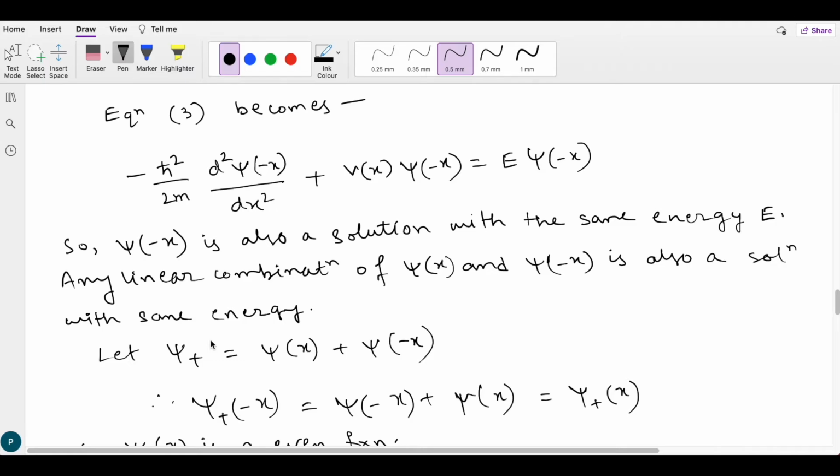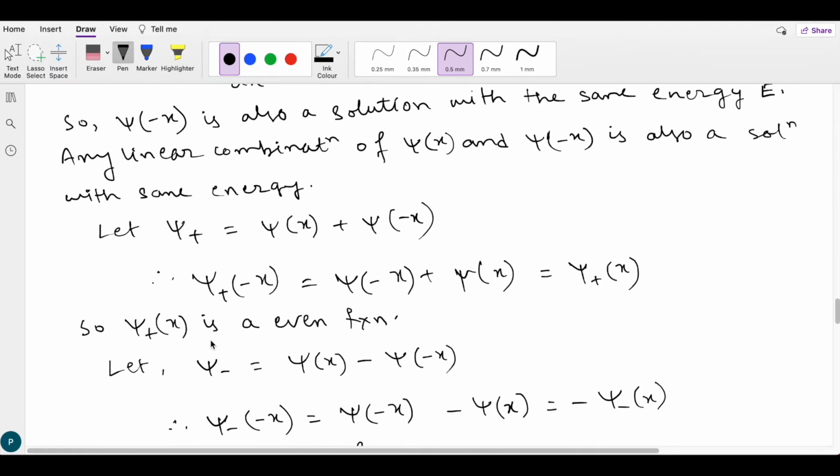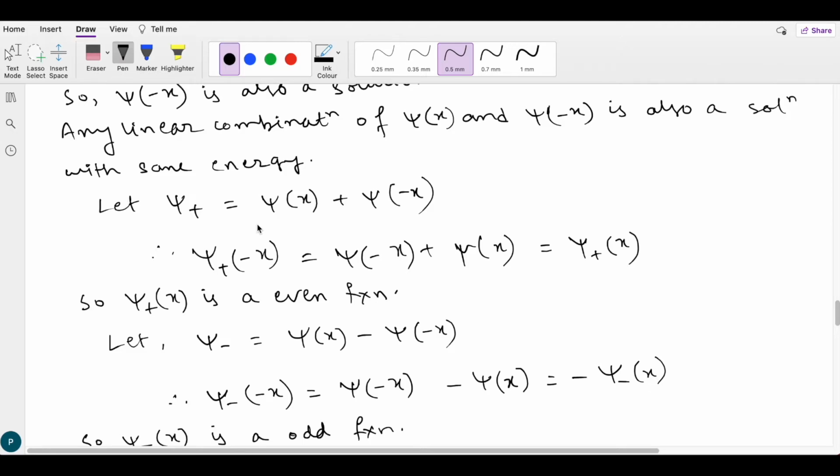Here we can see that psi(minus x) is also a solution to the Schrodinger equation with the same energy E. Any linear combination of psi(x) and psi of minus x is also a solution to the Schrodinger equation with the same energy. Let's construct an odd and an even function. Let's say psi plus is psi(x) plus psi of minus x. Here we can see that psi plus of minus x equals psi plus of x. So psi plus of x is an even function.